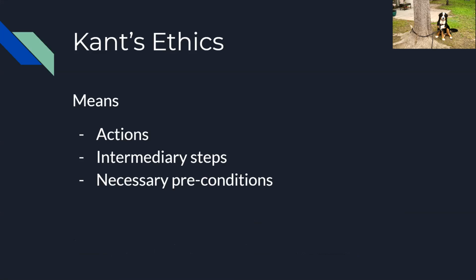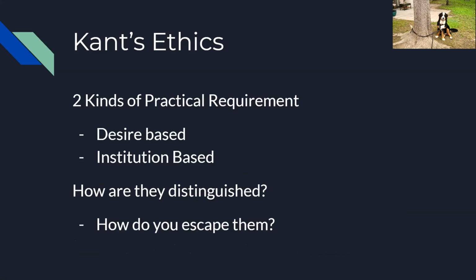And then the means, of course, again, are the steps you have to take in order to achieve them. All right, now, there are two kinds of practical requirements. There are desire-based practical requirements, and there are institution-based practical requirements. Let me distinguish them. The way that you can know the difference between these two is what the goal is, right? So say my goal is becoming healthy. Well, why is my goal becoming healthy? Because I want to be healthy. I have a desire to be healthy. So that desire creates the goal to be healthy, and then that goal creates all of these things that I have to do, the means to get to that goal.